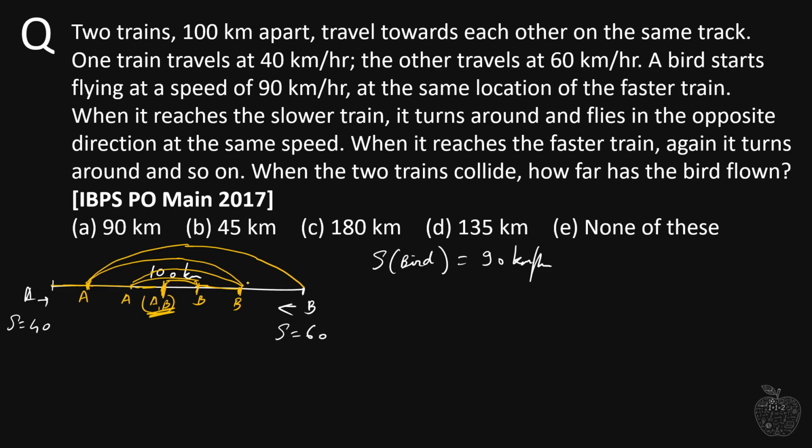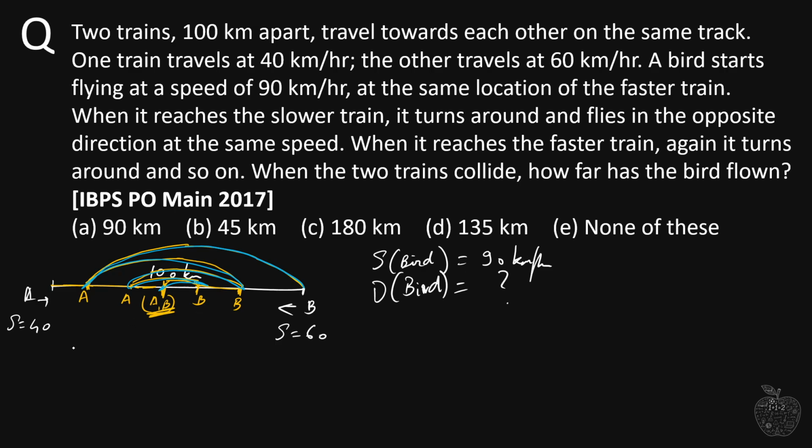So what is the question asking us? When the two trains collide, how far has the bird flown? The question is asking us this distance, which is from B where it starts flying till A, then again till B. This entire path taken by the bird is what we have to find out. So let's call that distance D, the distance traveled by the bird. That is what we have to find out, and so let's find out.